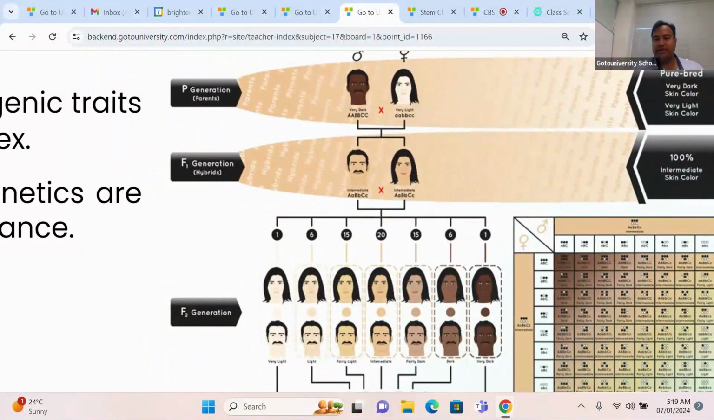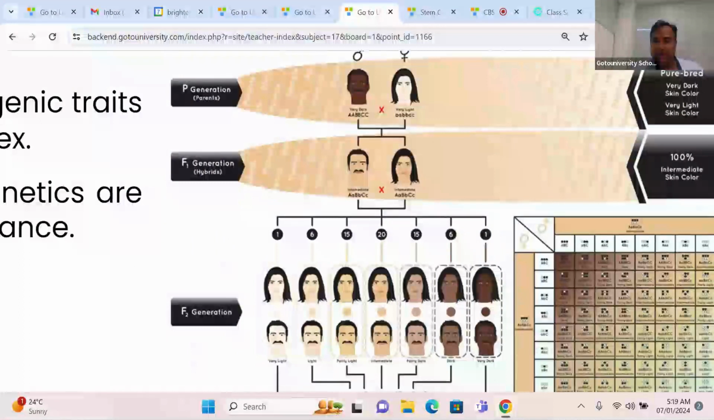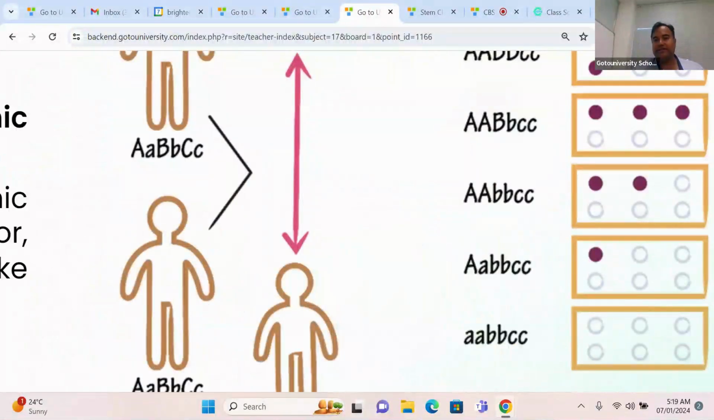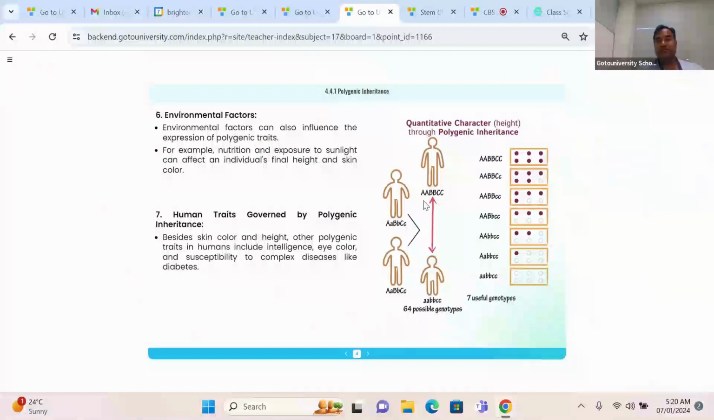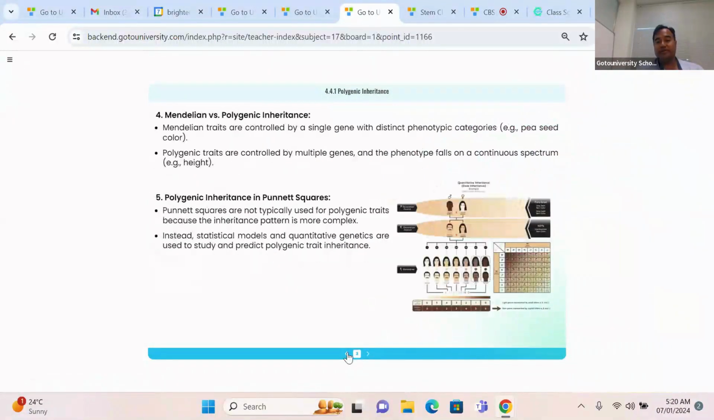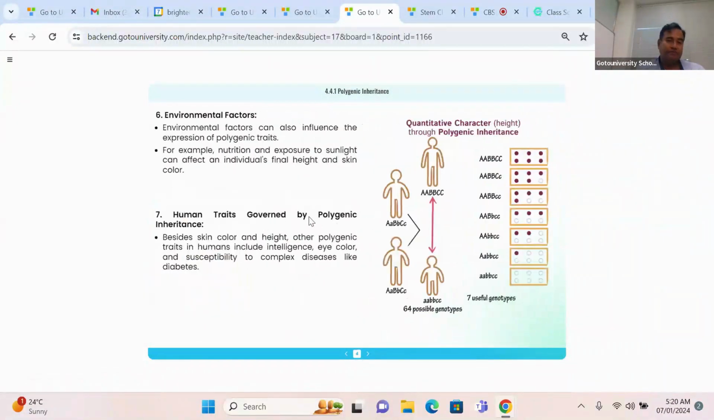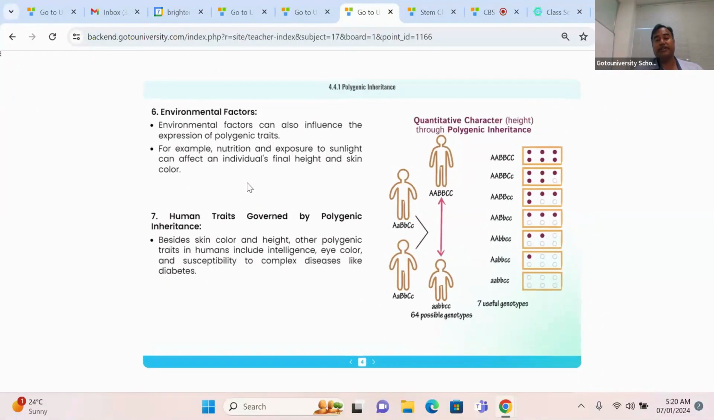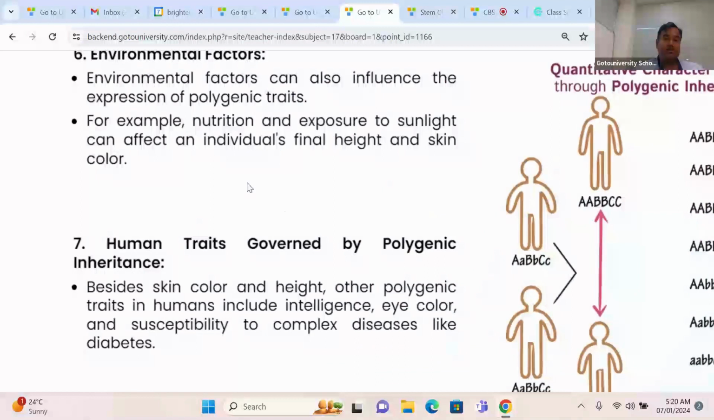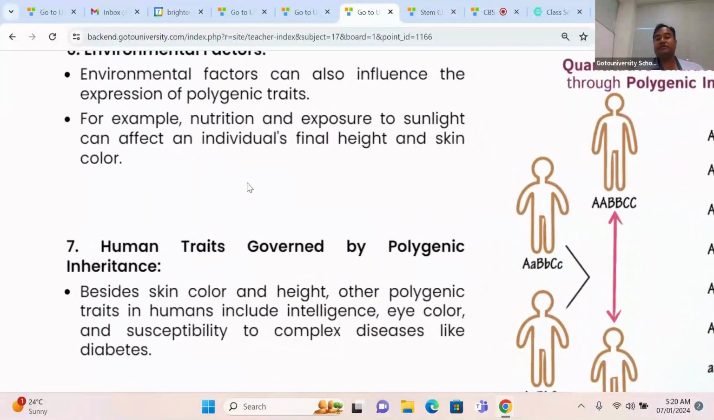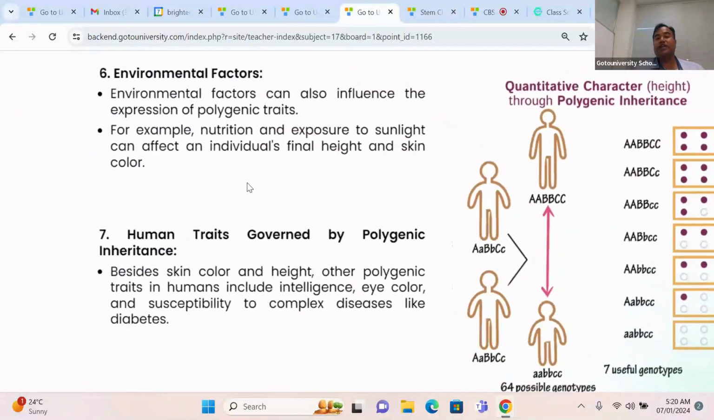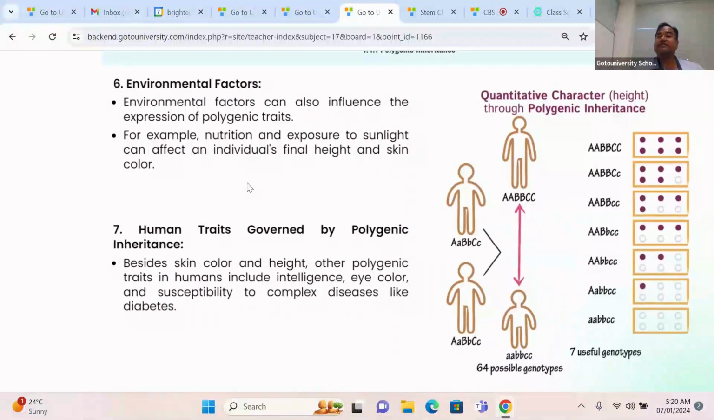Right. So, here, more than one allele, I told you, right? Can you see this? A, B, C. More than one allele is determining a character. That is the reason why we brought this many parameters, right? So now, environmental factors also influence the expression of polygenic inheritance. Nutrition also, sunlight also. So the individual's weight, height, color, everything is determined.